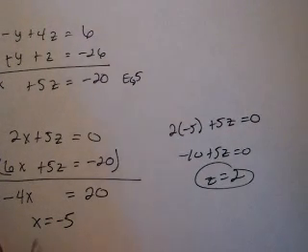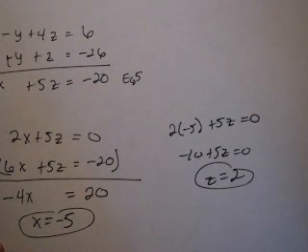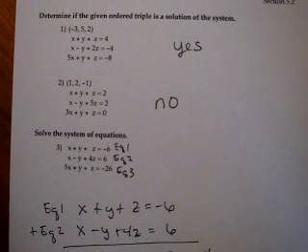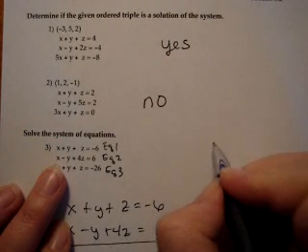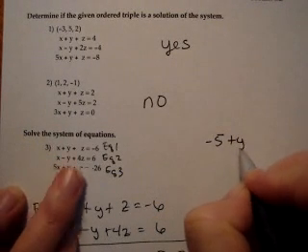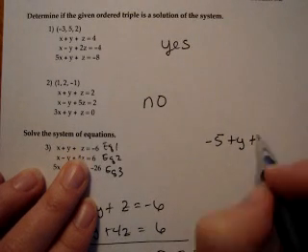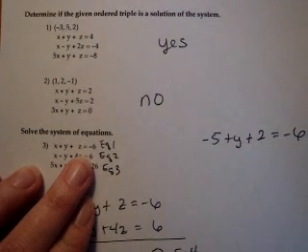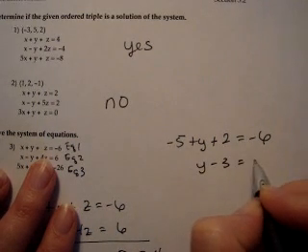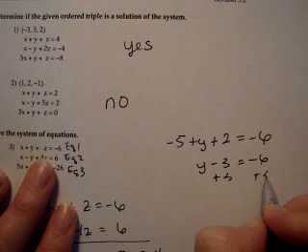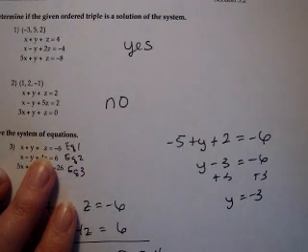So far I've got z is 2 and x is -5. Okay, now let's go back, and I'm going to use one of the original equations to figure out what y is. I'm just going to use the first one. Okay, so we got that x was negative 5 plus y plus z was 2 equals negative 6. So now let's solve for y. Y minus 3 equals negative 6. If I add 3 to both sides, y is equal to negative 3.